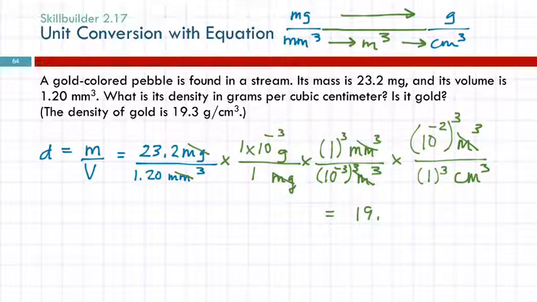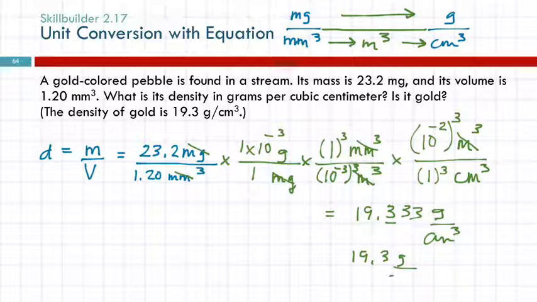That should have 3 significant figures. I'm getting 19.333 grams per cubic centimeter, which would round to 19.3 grams per cubic centimeter. Is it gold? Yes. Probably. Yes.